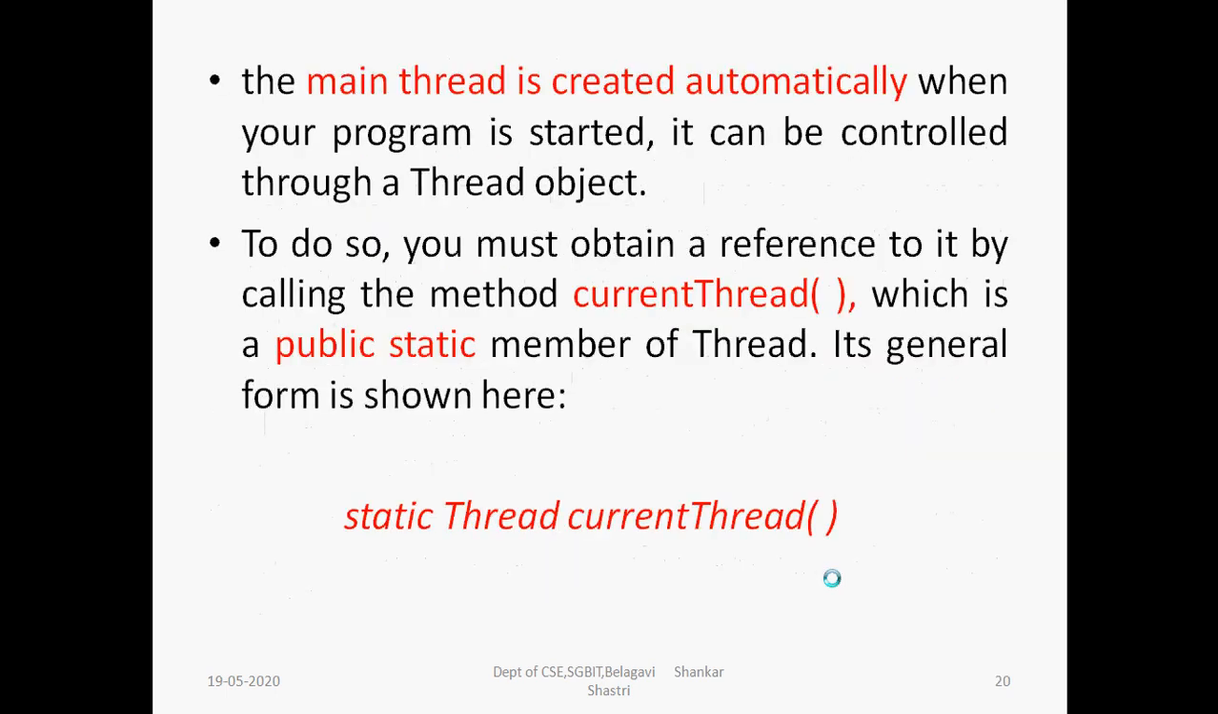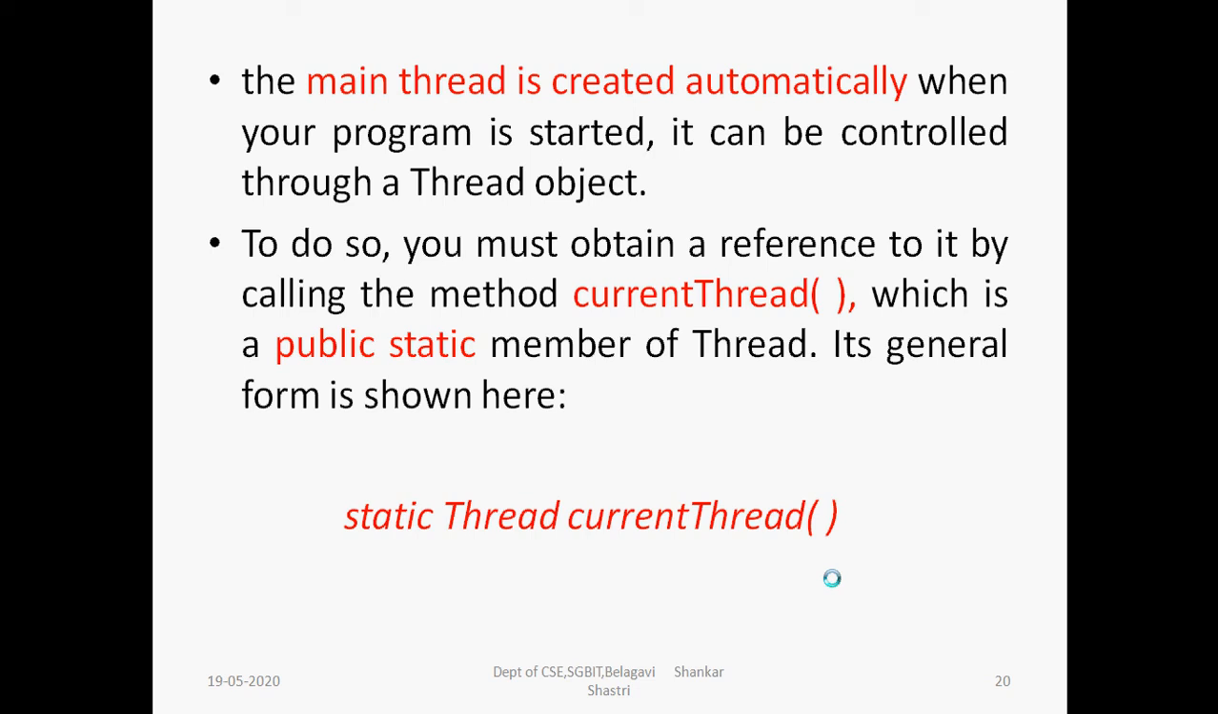The main thread is created automatically when your program is started. It can be controlled through a thread object. Next, if you want to know the details about your current thread information or the main thread information, then call the currentThread. You must obtain a reference to this by the currentThread function.